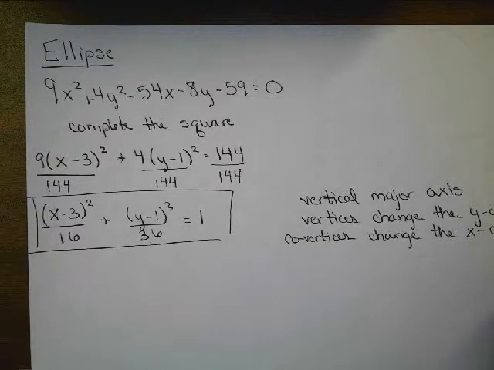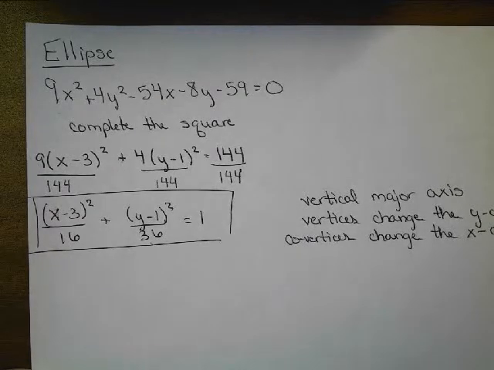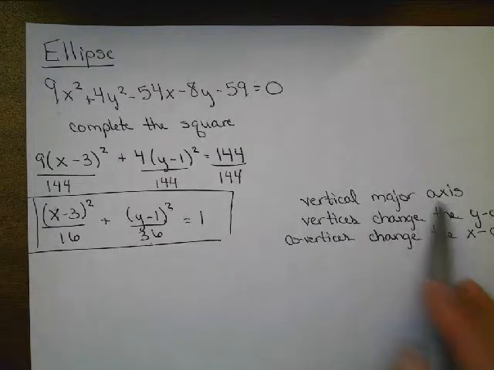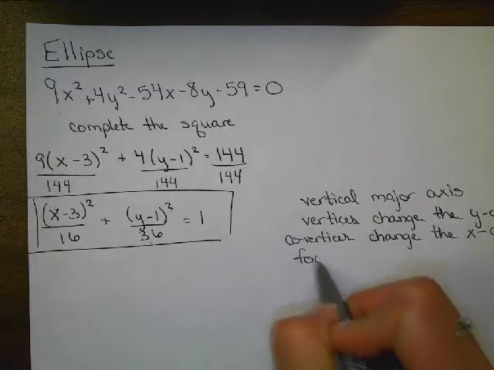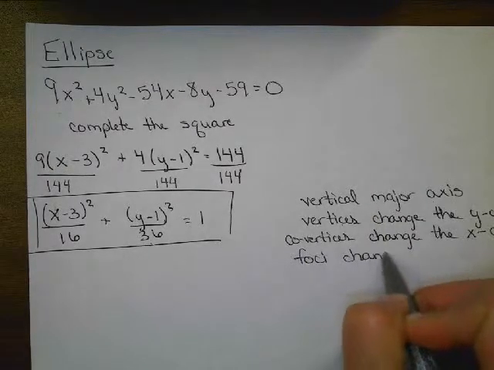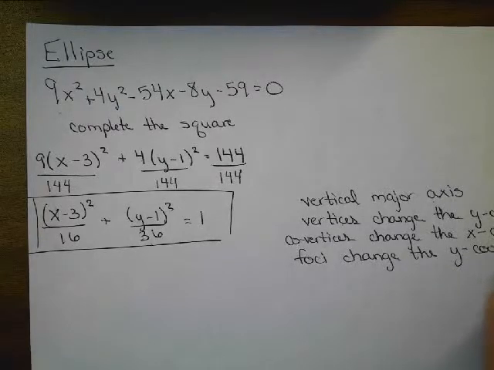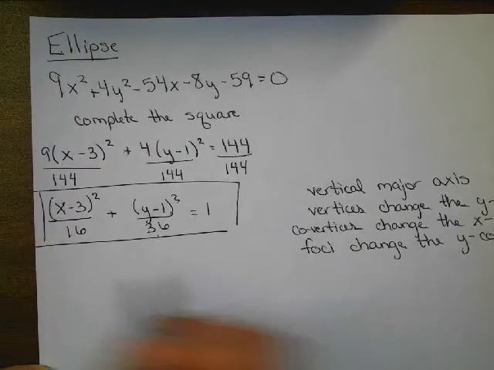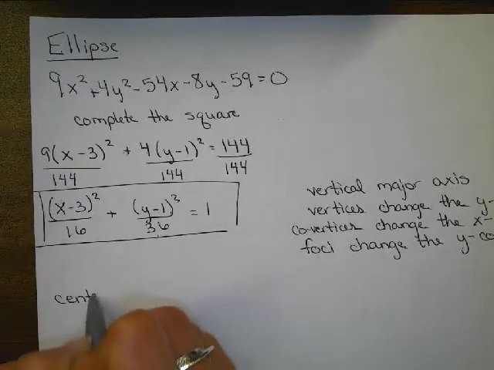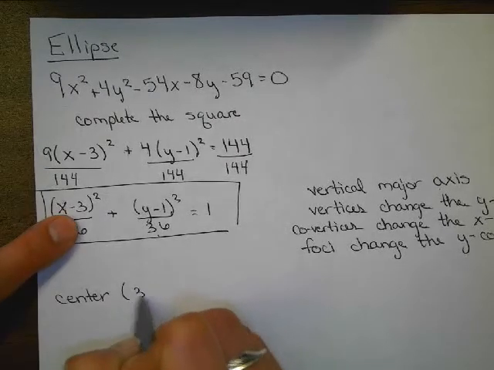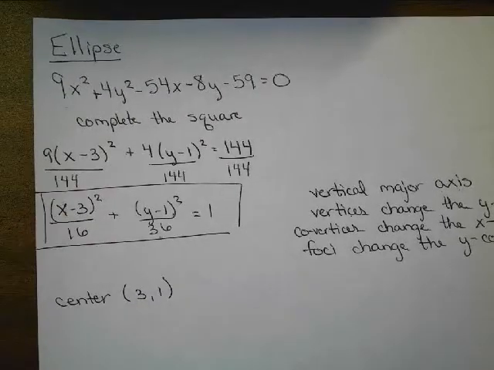And the foci of any conic section also lies on the major or the transverse axis in the case of a hyperbola. So since this is vertical, that changes the y coordinate for the vertices, then the foci is also going to change the y coordinate. Alright, so looking at this, I can see that my center is going to be 3, 1.